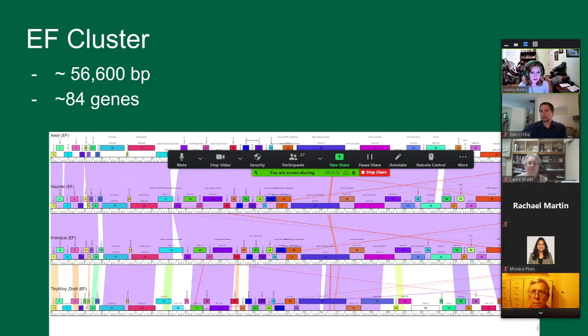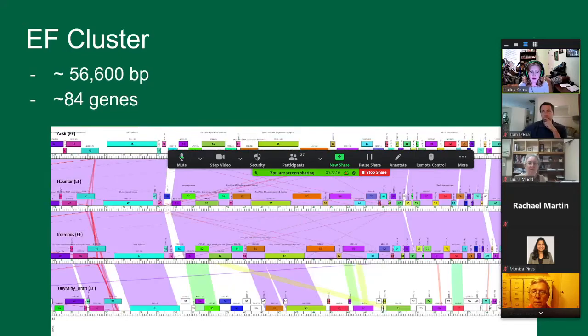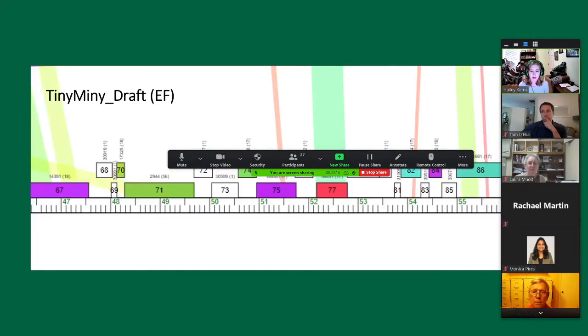For the EF cluster, we looked at Tiny Miny and compared them against Krampus, Haunter, and Aesir. The EF cluster comes out at around 56,600 base pairs and has around 84 genes. Overall, the EFs are very similar to one another, but you can see that Tiny Miny is very unique. Towards the beginning and end of its genome, it's completely different from its fellow members. If we look towards the finish of Tiny Miny, there is a large grouping of orphams towards the end, which is highly unusual, and St. Leo is definitely interested in finding out what these do.